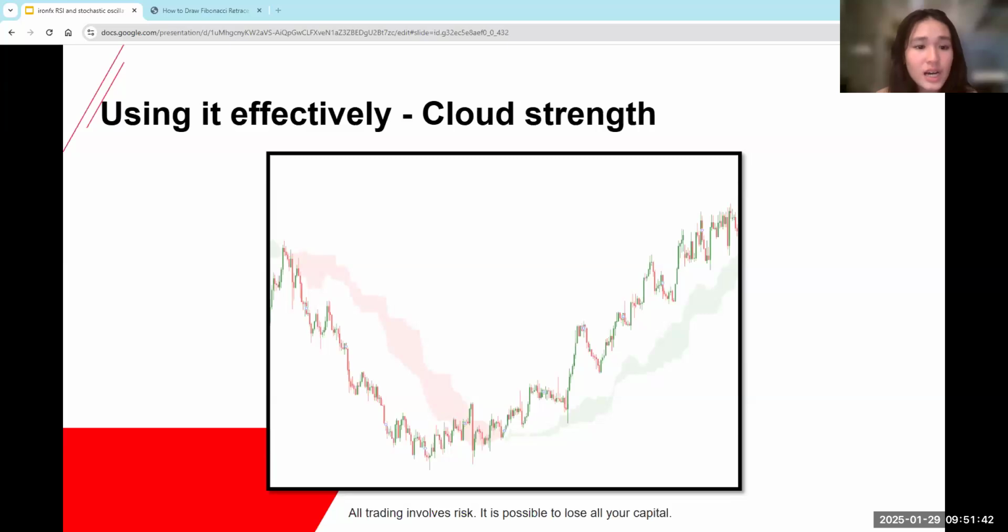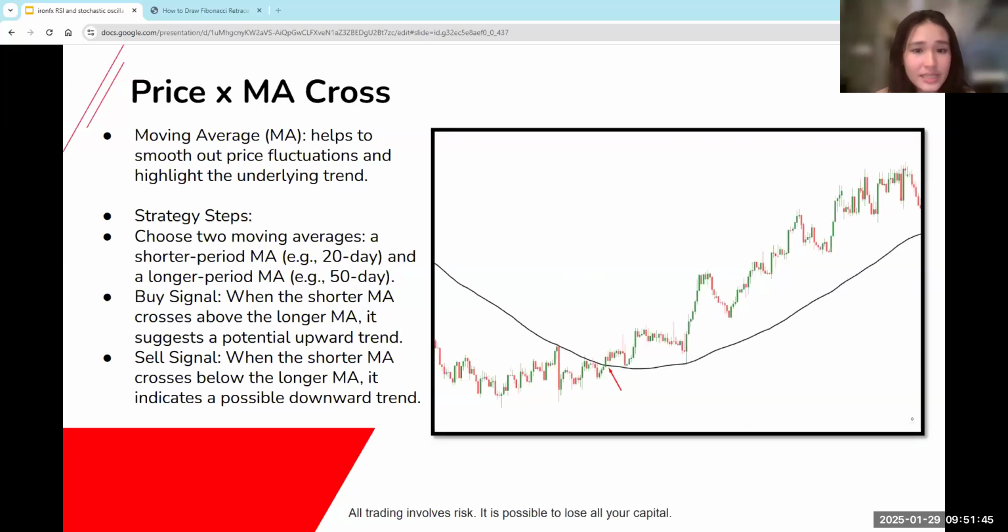Okay. Another example is the price and moving average cross. Very quickly, the price MA cross is a very simple trend following strategy, and we talked about this earlier as well as a trailing stop loss. So I won't get into how exactly it works. I'll just tell you the buy signal is when the shorter MA crosses above the longer MA. It's just a potential upward trend. The sell signal is when the shorter MA crosses below the longer MA. It indicates a possible downward trend.